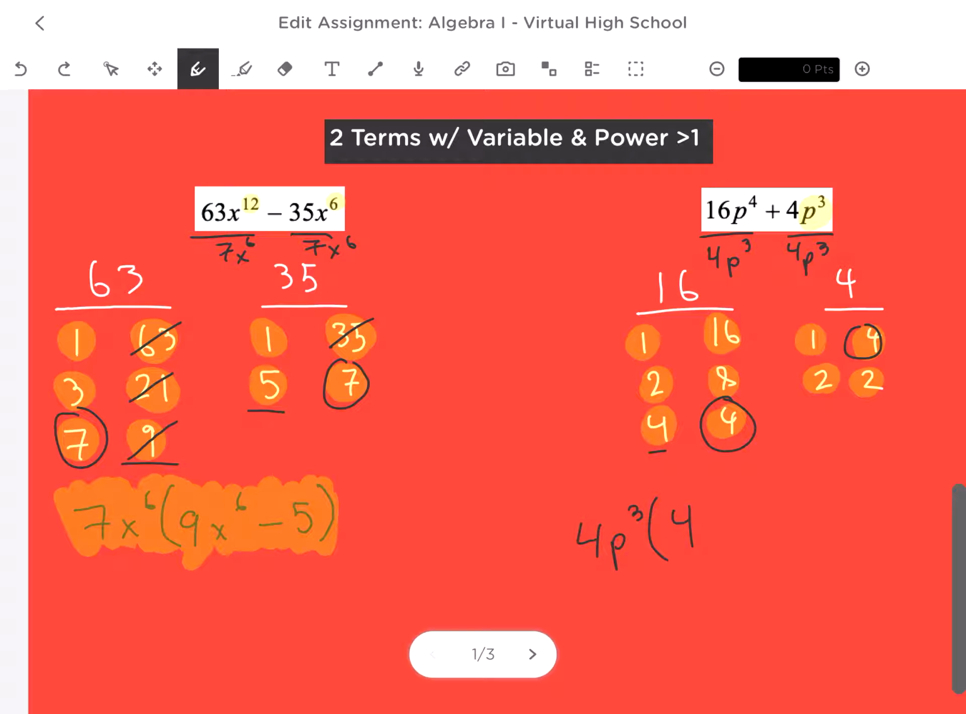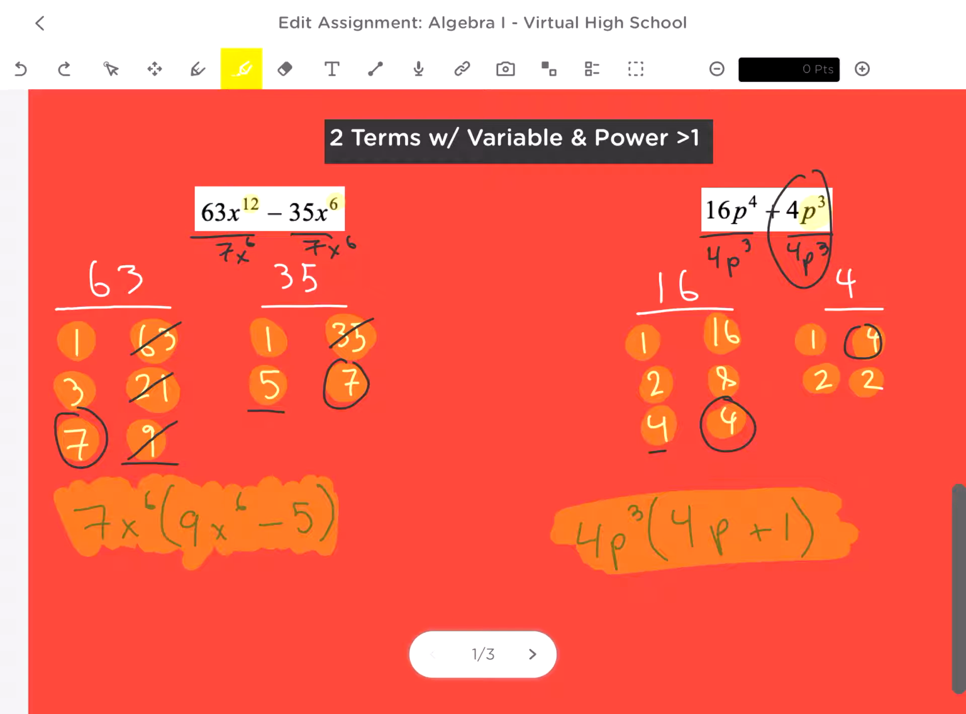Let's see what else we got. P to the fourth divided by p to the third is just p, right? Because p to the fourth power, so there's 4 minus 3 is 1, right? And then the numerator and the denominator right here are the same, so those cancel out. So that's just 1. So that's my answer right there. Okay?